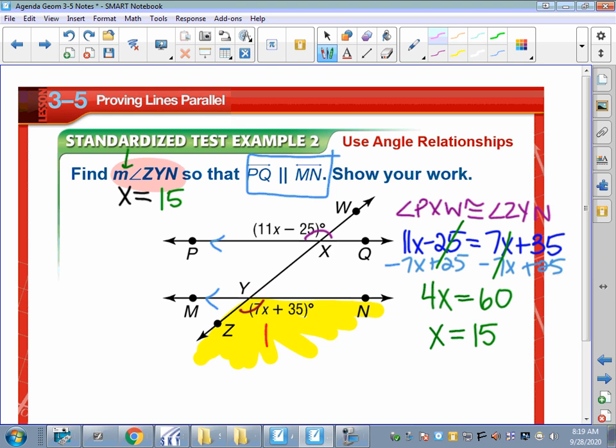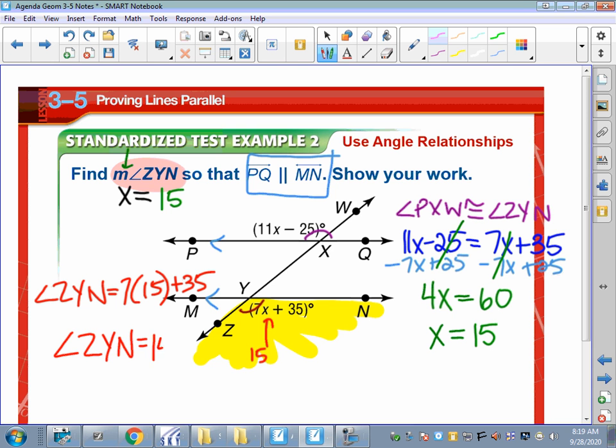I'm going to plug in that 15. So angle ZYN is equal to 7 times 15 plus another 35. So that math comes out to, I think it's 140. ZYN equals 140. If I plugged in the 15 in for the x up here, I should get a 140, because remember those two angles had to be congruent, so I should get a 140 in both spots. So it's the same setup. We still made those angles equal to each other, but now it's just saying, okay, well, if we do that, then those guys have to be parallel.